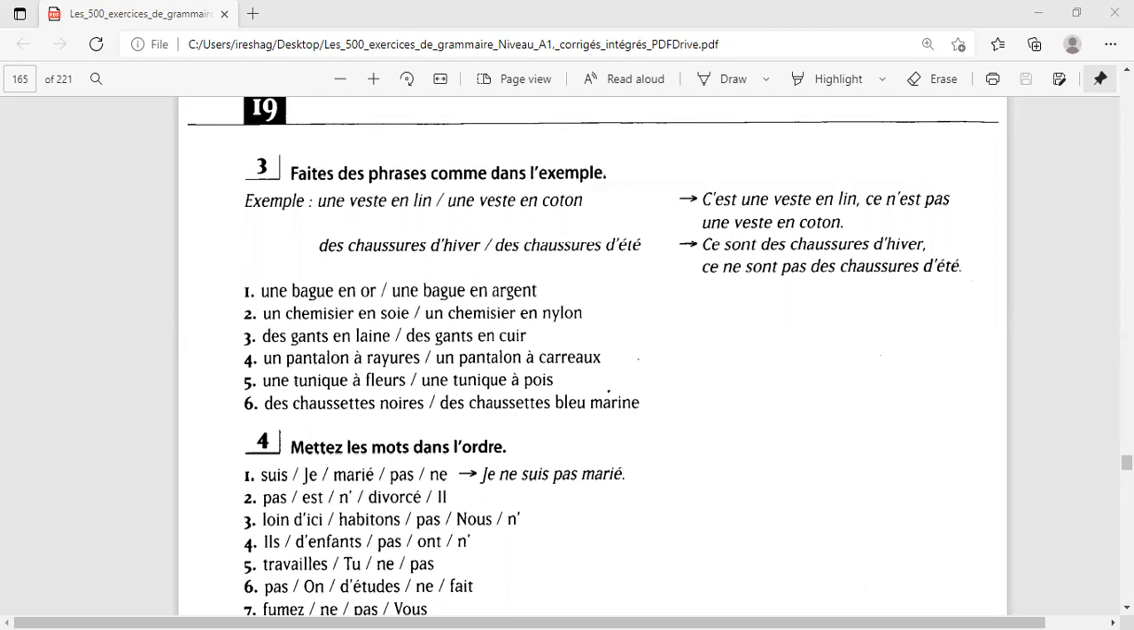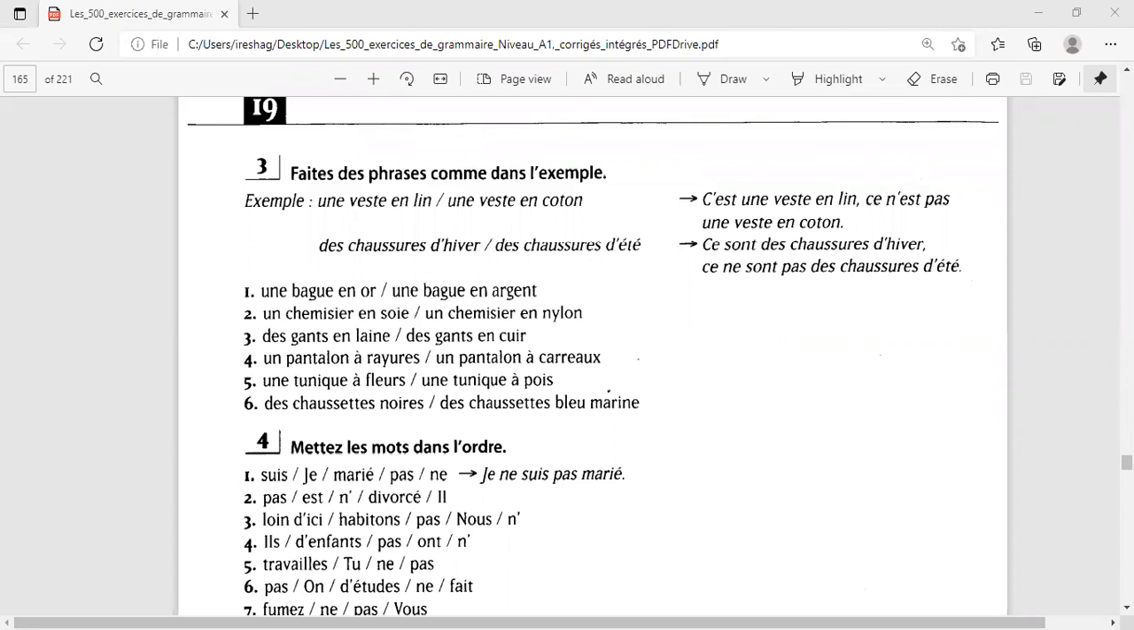C'est un chemisier en soie. Ce n'est pas un chemisier en nylon. A chemisier is a blouse. It's a silk blouse. It's not a nylon blouse. Okay.